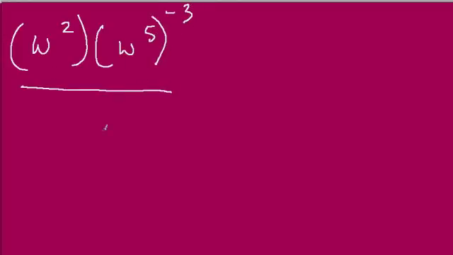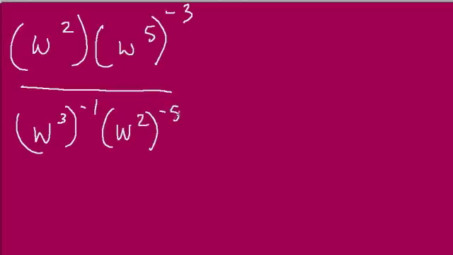It's w to the second times w to the fifth to the negative third power, over w to the third to the negative 1 times w to the second to the negative fifth. So again, a concept that we go over in other videos is that these negative exponents will just invariably switch whatever side they're on. So if you have an exponent raised to a negative power in the numerator, that will go to the denominator, and vice versa. We bring these denominators up to the numerator.